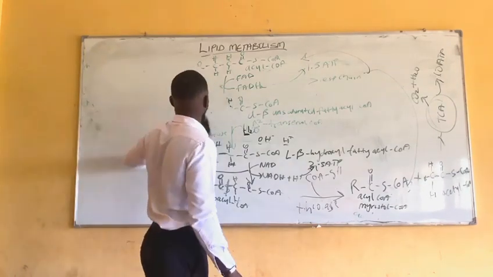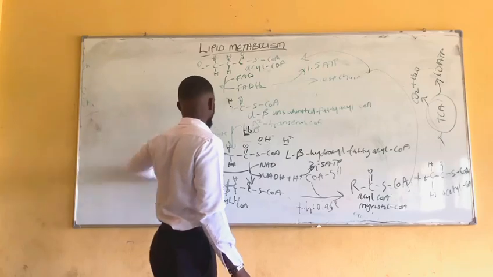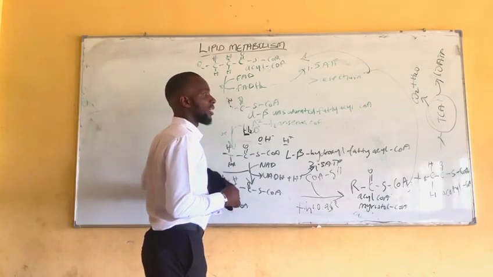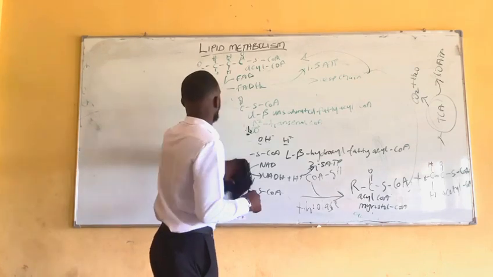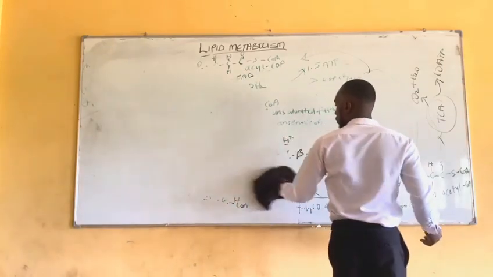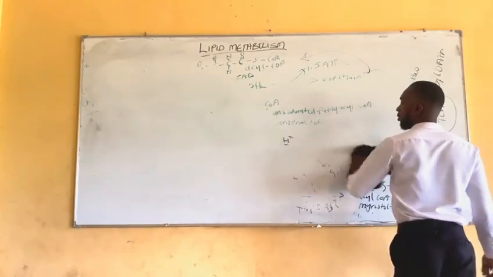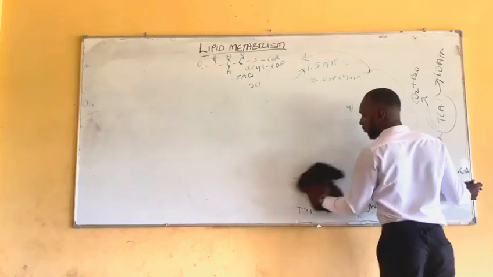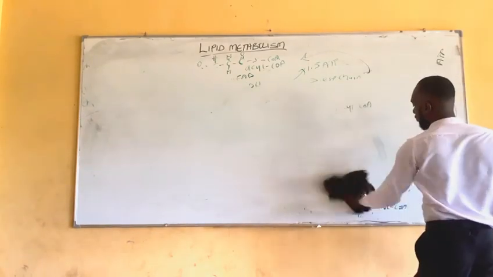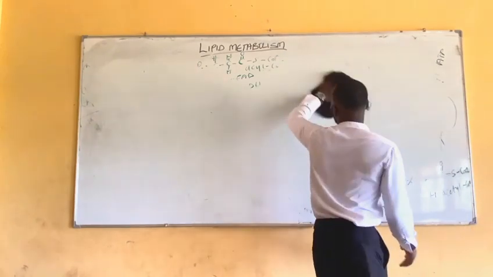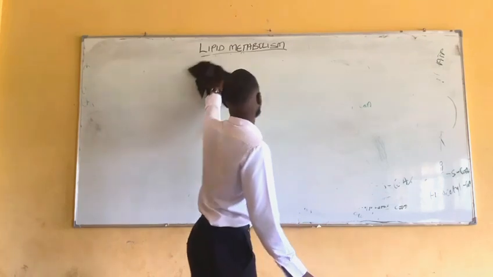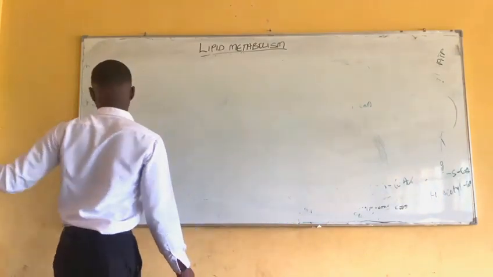So what I want to talk about next now is the energy yield from beta oxidation. Let's say we are talking about the 16 carbon unit, palmitoyl-CoA. What is the energy yield from palmitoyl-CoA? That's how many ATP does it generate? How much energy is conserved?